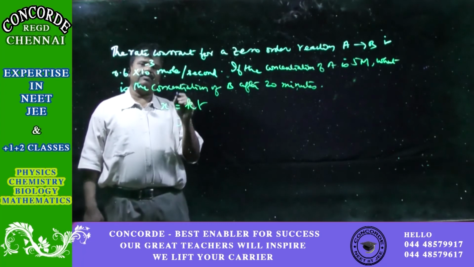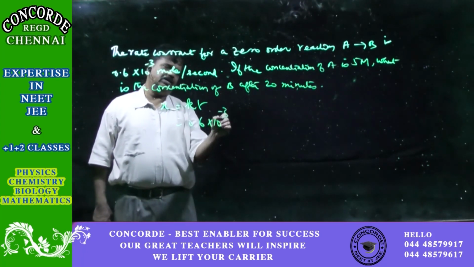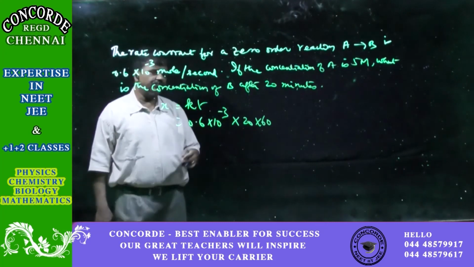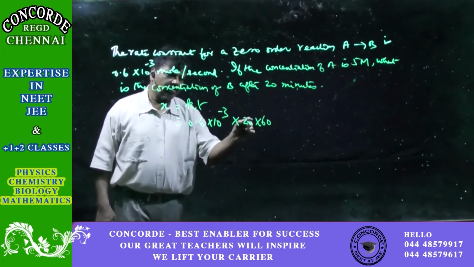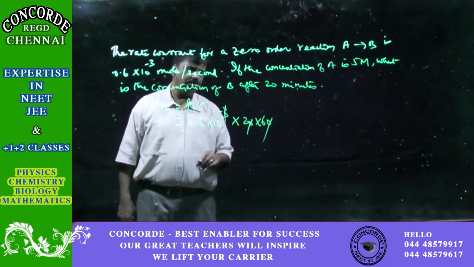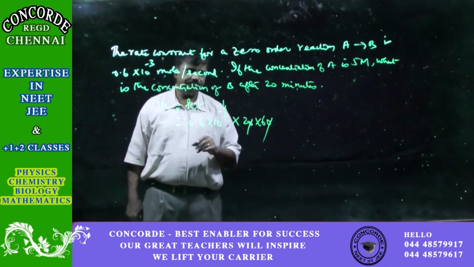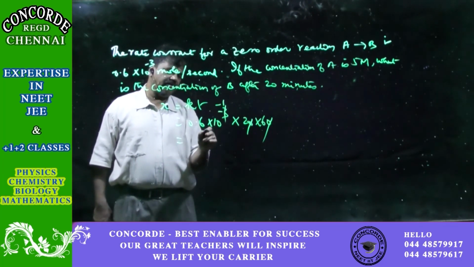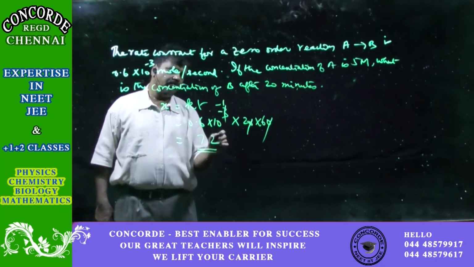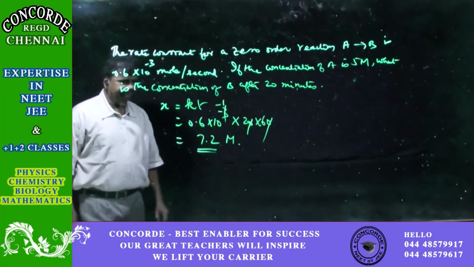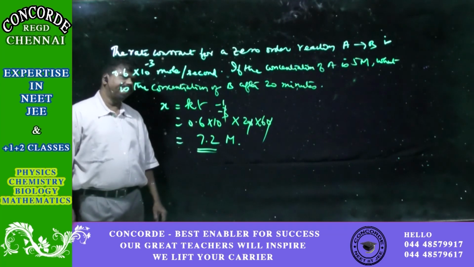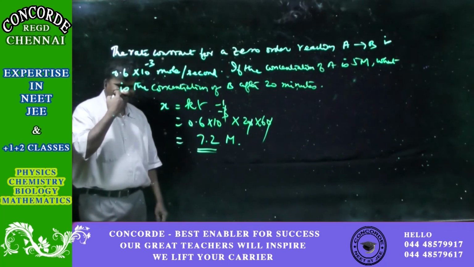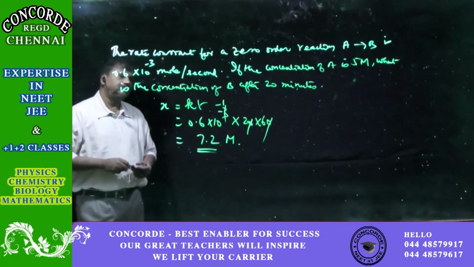So substituting the value of 0.6 into 10⁻³ into 20, the minutes should be converted to seconds. Once you convert this, whatever we are able to get, this becomes 10⁻¹. So 6 into 12, 6 12s are 72, so 7.2 M should be the value. Okay.